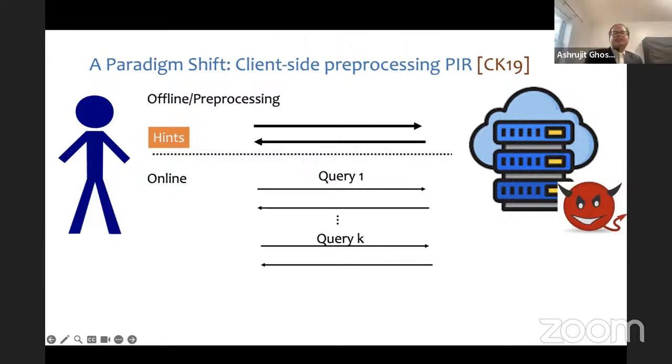Okay. So in this model, there are two phases. There's an initial offline or preprocessing phase where the client communicates with the server and stores some hints. And then there's an online phase where the client makes queries. The queries depend on these hints, and it receives answers from the server. And the hope is that the time needed to answer these online queries is significantly faster than linear, and the server needs to do much less work than linear in the size of the database.